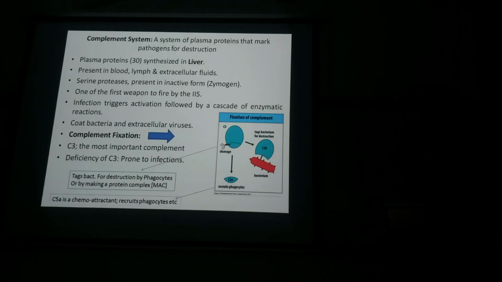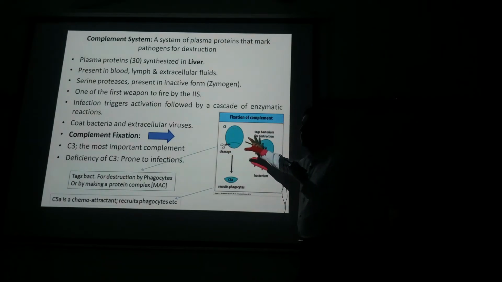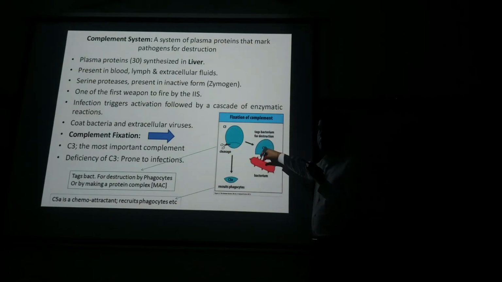Okay? Another is to use these different types of complements in order to make a structure and penetrate the membrane of this bacteria and destroy it, or just dig a hole into the bacteria. That is another mechanism which also can be accomplished by these complements when they come together.